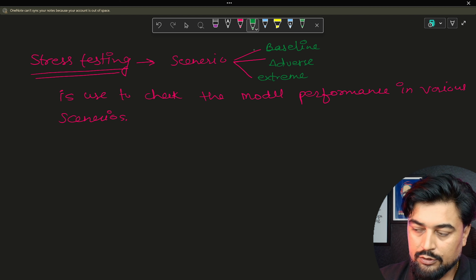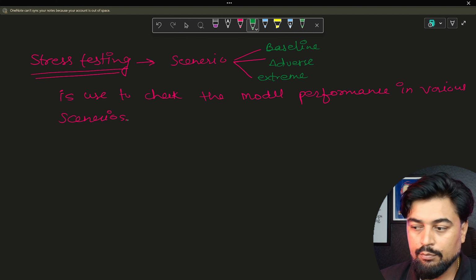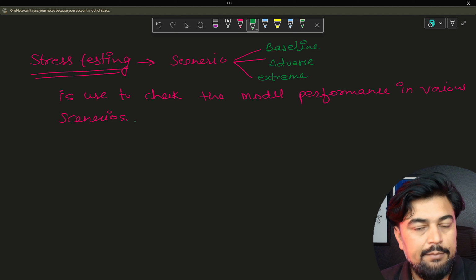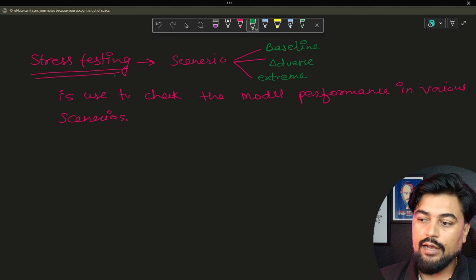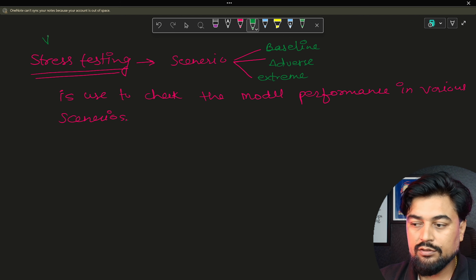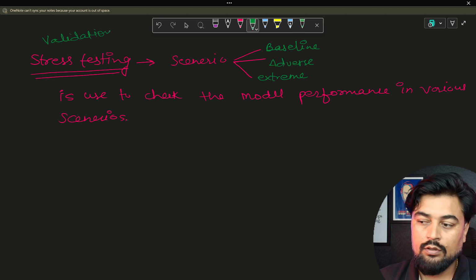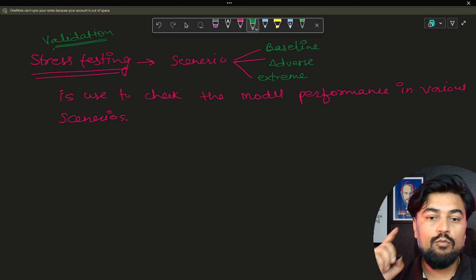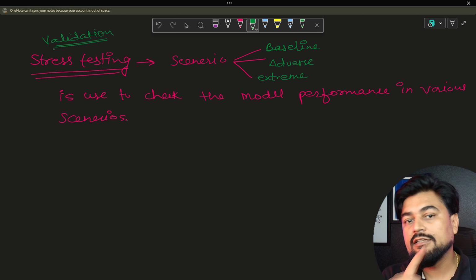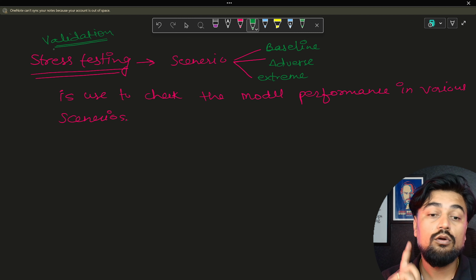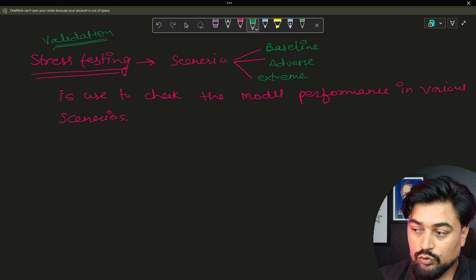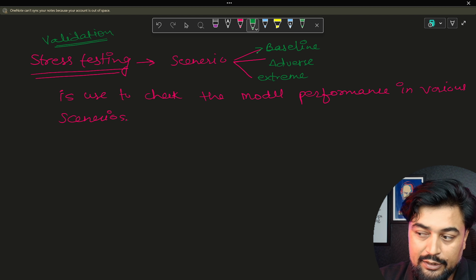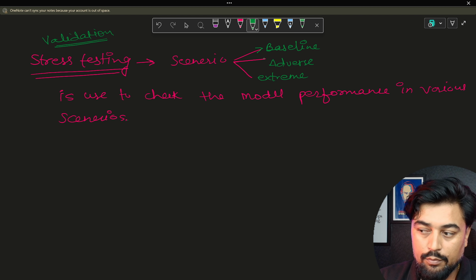extreme. Whenever the model development team is preparing a model, the model validation team checks it, so this is a part of model validation. There are separate teams for model validation, and within the whole model validation group, there are separate teams for stress testing itself. They check how the model will perform if everything goes fine, and how it will perform if there is some shift.